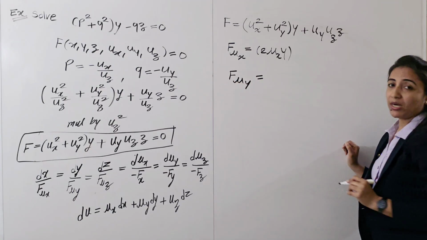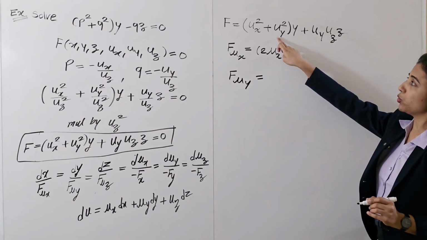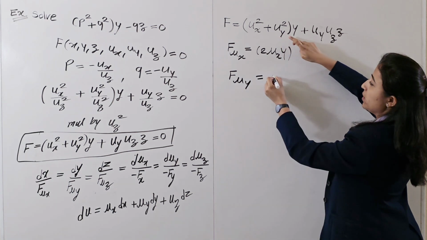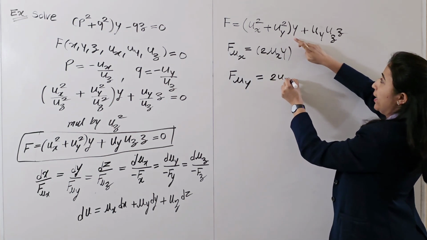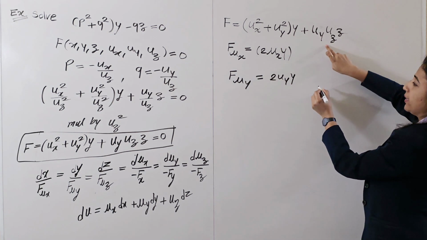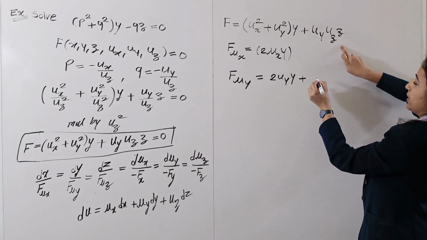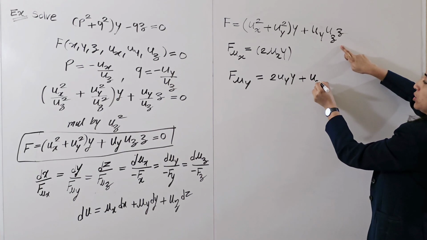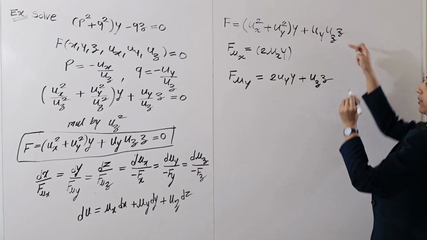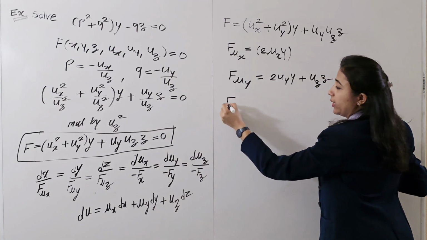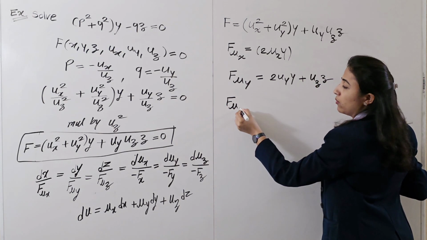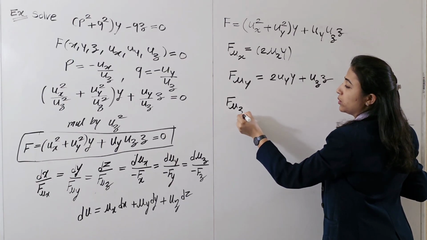So if we find the partial derivative of the function with respect to uy, take the derivative of this term, so it is 2uy into y, and here also there is a uy, so the derivative of this term is 1 and the multiplication term is as it is, so uz into z. Next you have to find the derivative of the function with respect to uz.